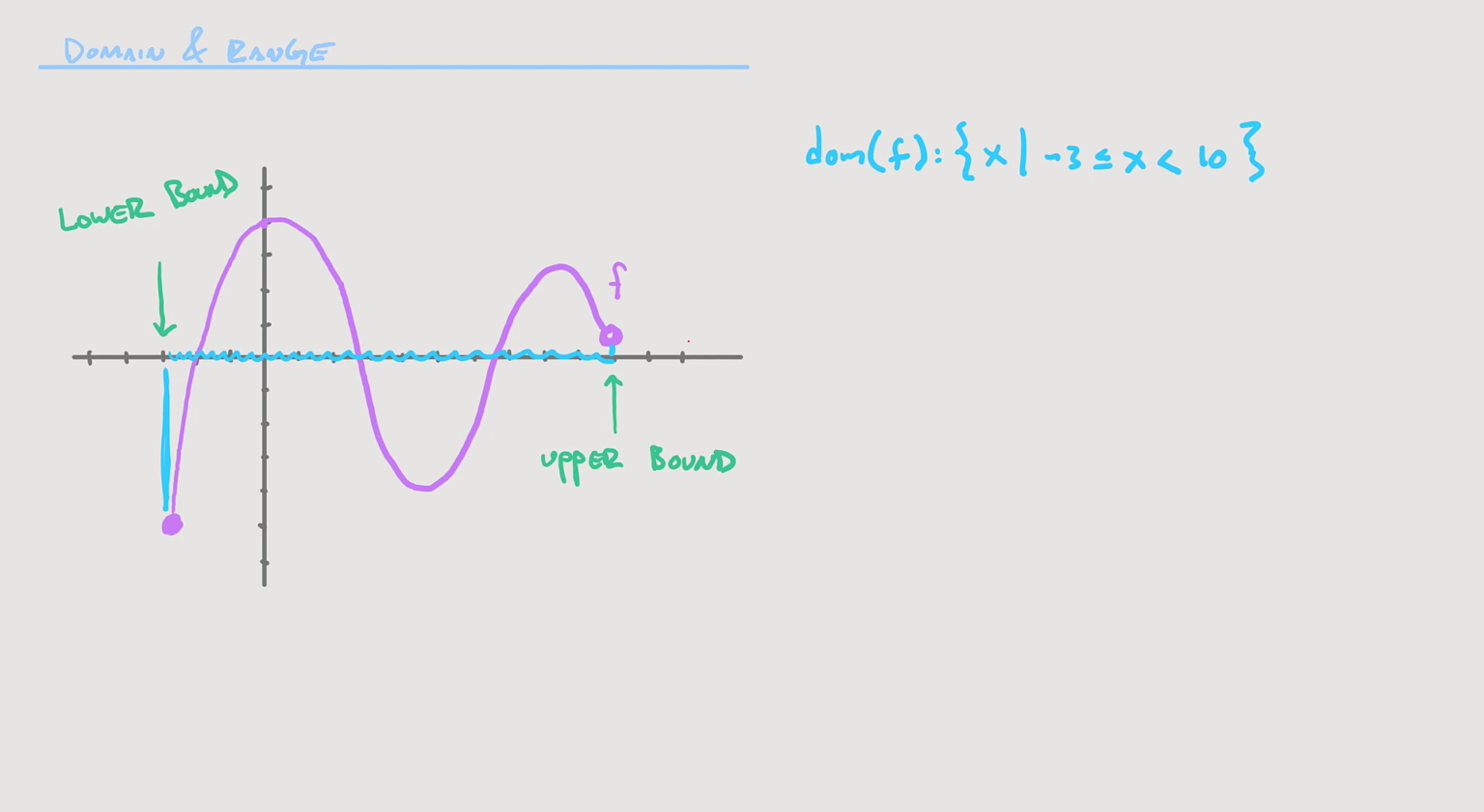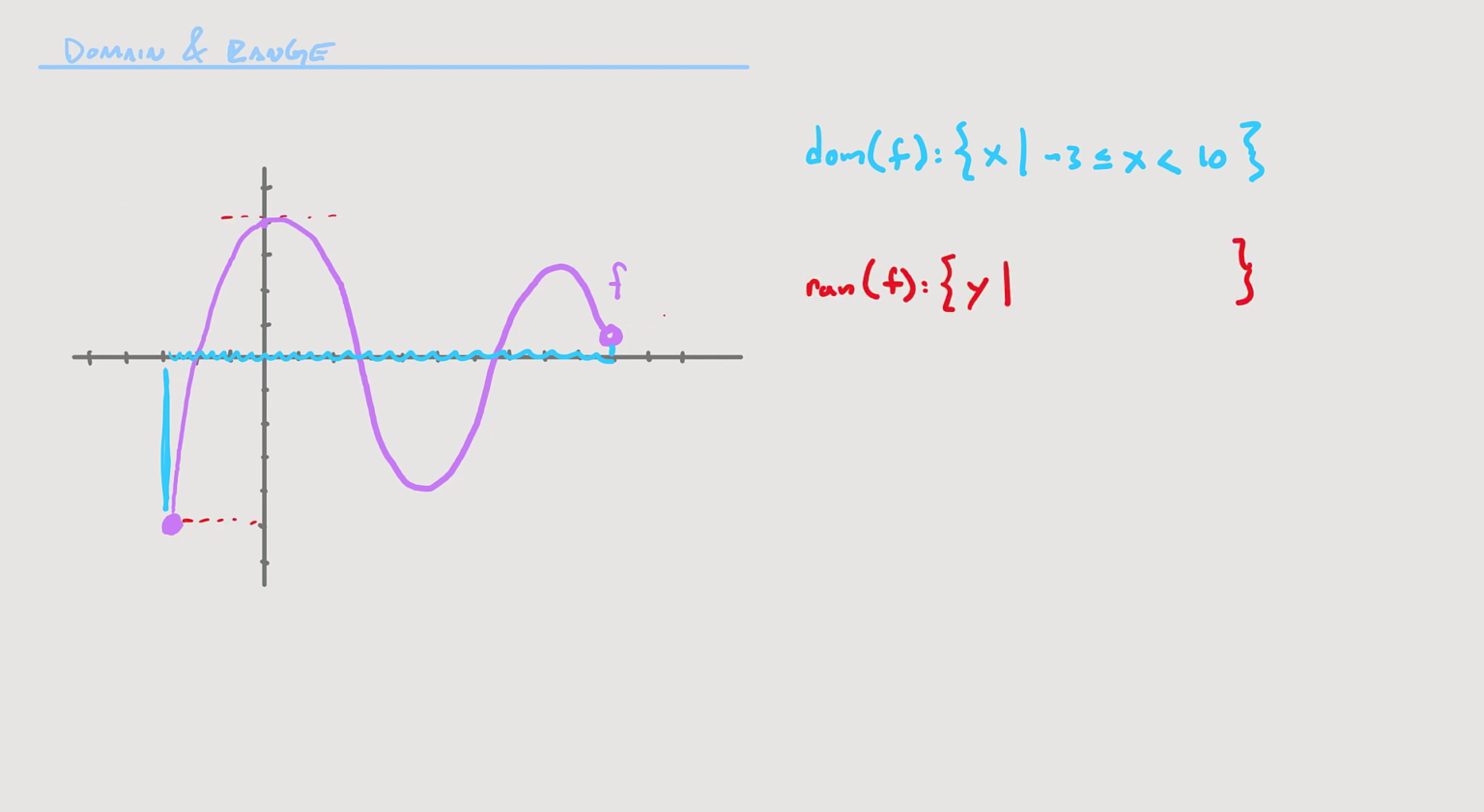But notice that in this case, x cannot be 10. There's an open endpoint right here, which signifies that while x can be anything up until 10, 9.999999999 forever, that's in the domain, but 10 is not. And that's the domain, right, of this function.